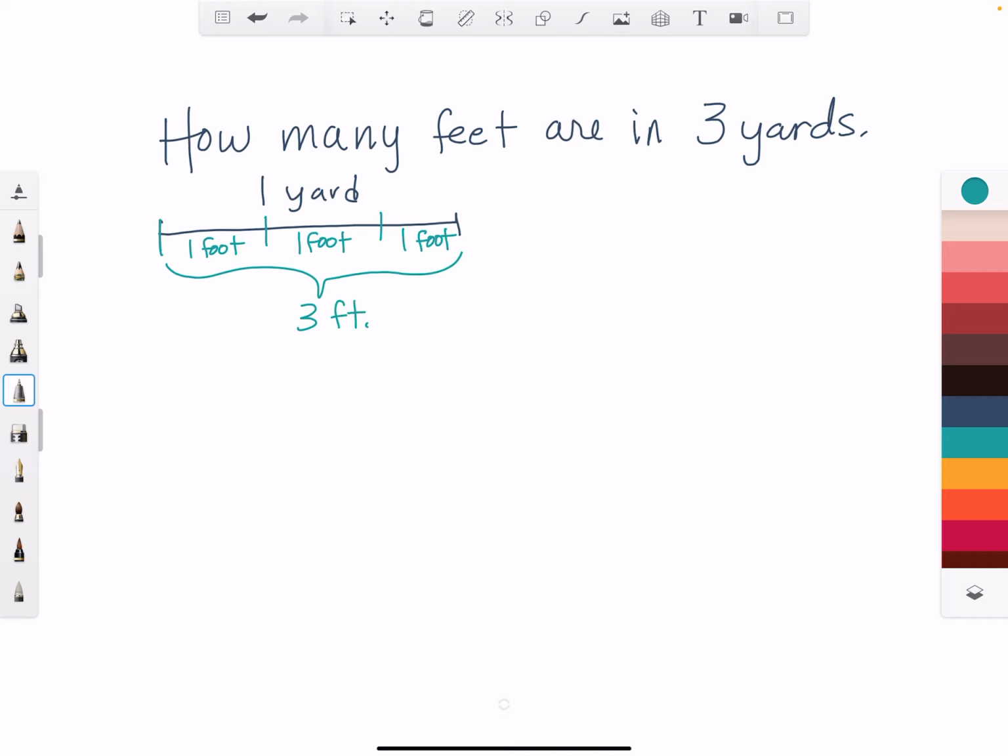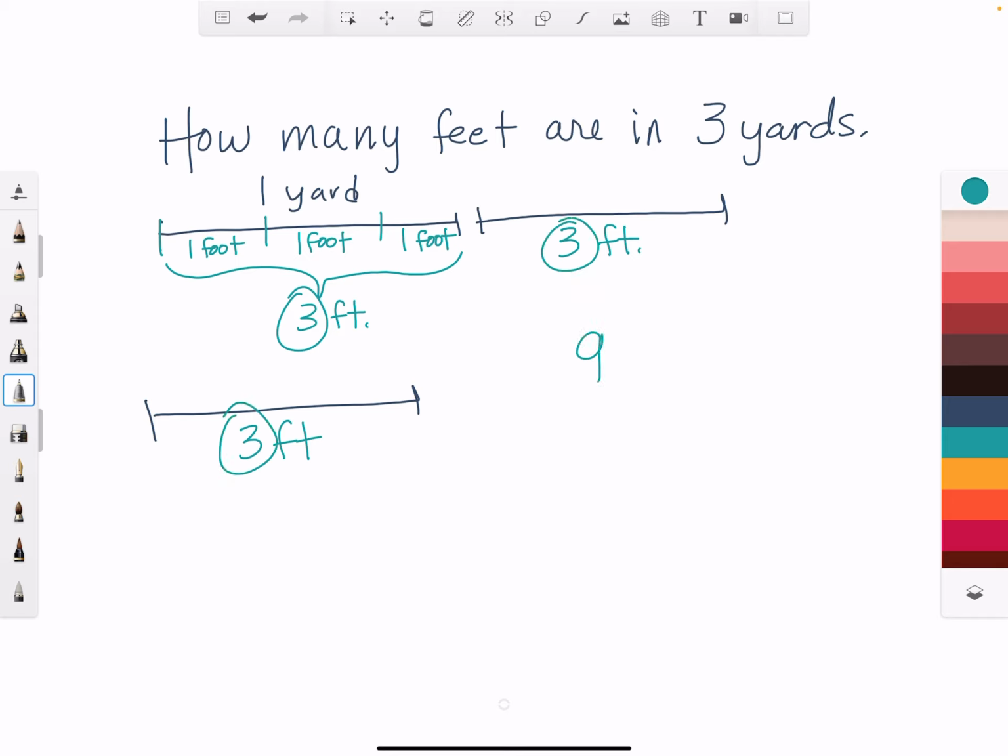Now, if there are 3 feet in 1 yard, if we take another yard, we're also going to have 3 feet in that one. And we take another yard, and we're also going to have 3 feet in that one. And so we would have a total of 3, 6, 9 feet in 3 yards.